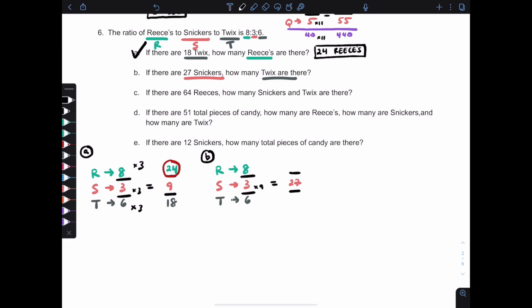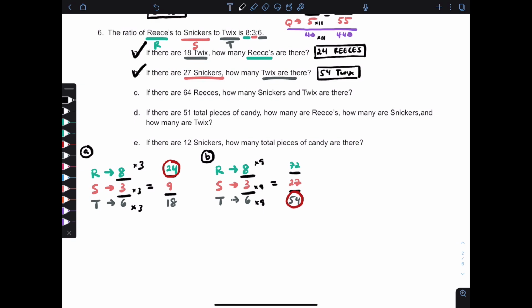I think it's times 9, right? So this will also be times 9. This will also be times 9. This will be 72 on the top, but that was not what we're looking for. 6 times 9 is 54 on bottom. This is what we were looking for. So this should be 54 Twix. And done. Okay. That was part B.